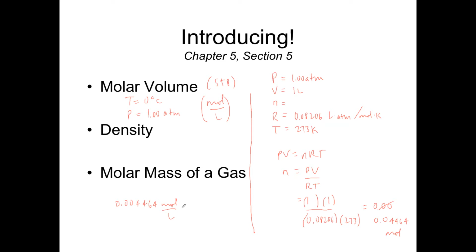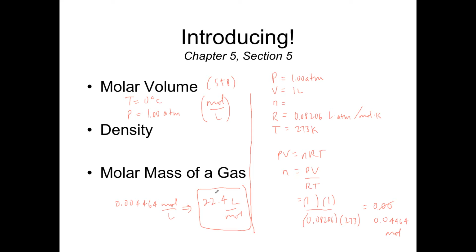Now watch this. We could also say how many liters per mole. You have to memorize this number, but the other number is easier to memorize, and that is 22.4. The molar volume of an ideal gas is 22.4 liters per mole.